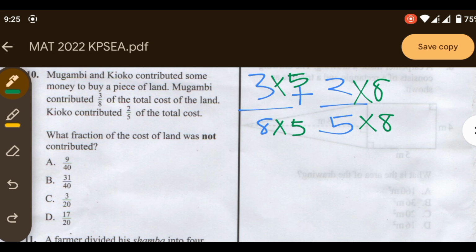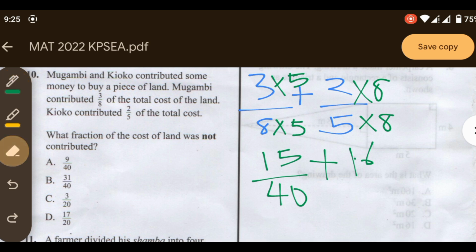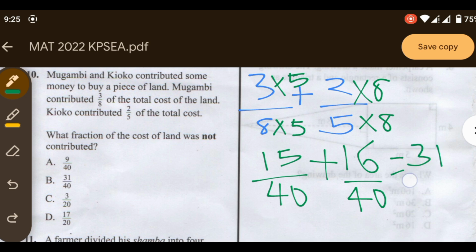So the new fraction will be 3 times 5 is 15 out of 40. And the second fraction, 2 times 8 is 16. So 16 out of 40. So when the denominators are the same now, you add the numerators. 15 plus 16 will be 31. 31 over 40. So that's the fraction that was contributed. Now, what fraction was not contributed?